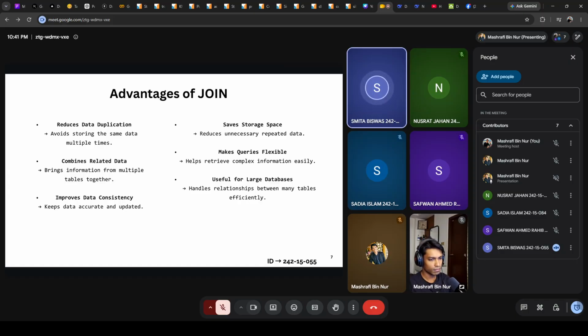This is the last part of my slides: advantages of join. Combines data: it brings related data from different tables together. Reduces duplication: it avoids storing the same data repeatedly. It helps keep data consistent and correct. Less repeated data means less storage is needed. Easy data access: join makes data management simple.